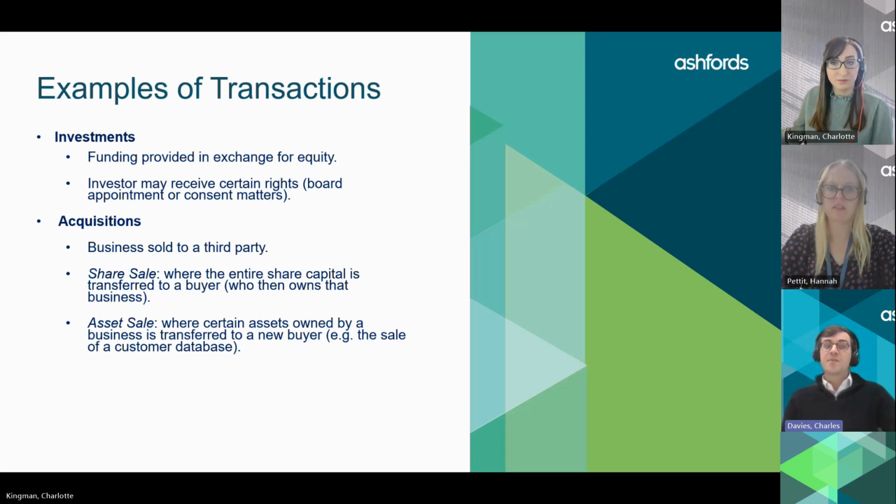Examples of an asset sale might be a business which has a manufacturing limb and decides to offload that limb to another buyer. So they transfer across the warehouse, factory, other machinery, etc. They carry on running the other elements of their business, and the warehouse is with a new buyer to operate. You could also see examples where an asset like a customer database is transferred to a new buyer.